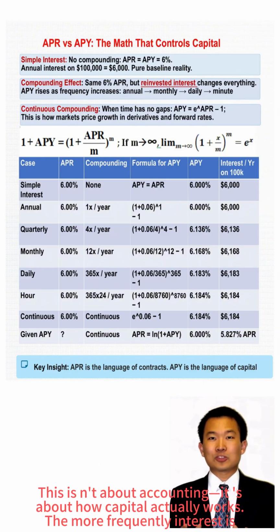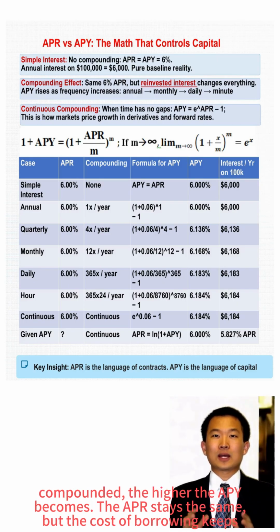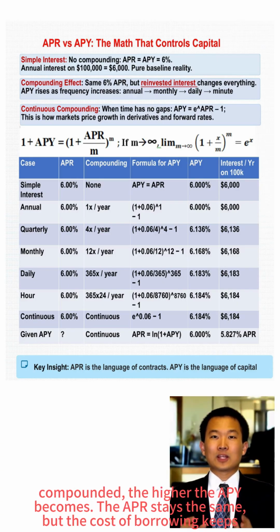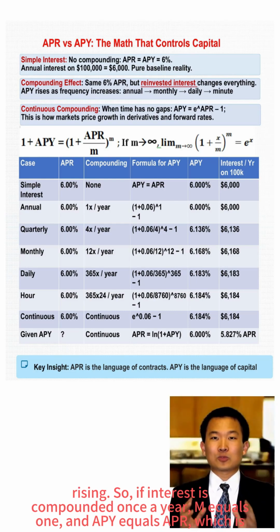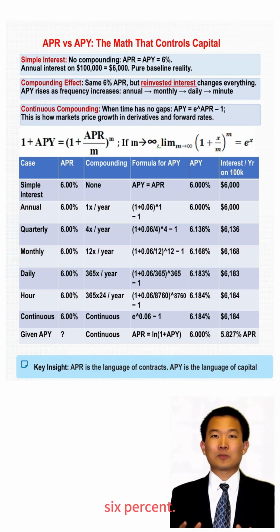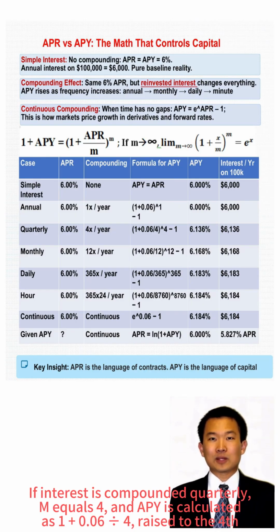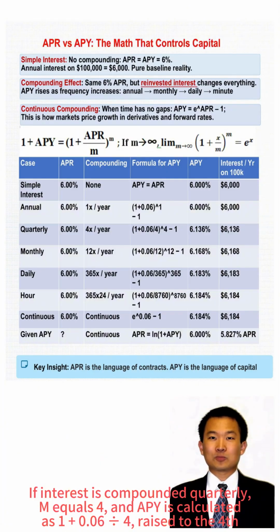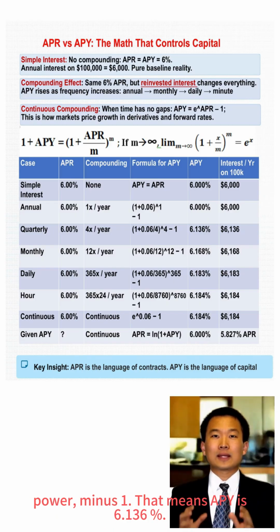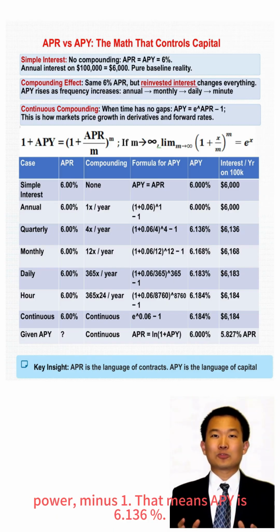The more frequently interest is compounded, the higher the APY becomes. The APR stays the same, but the cost of borrowing keeps rising. So if interest is compounded once a year, M equals 1, and APY equals APR, which is 6%. If interest is compounded quarterly, M equals 4, and APY is calculated as 1 plus 0.06 divided by 4 raised to the 4th power minus 1. That means APY is 6.136%.